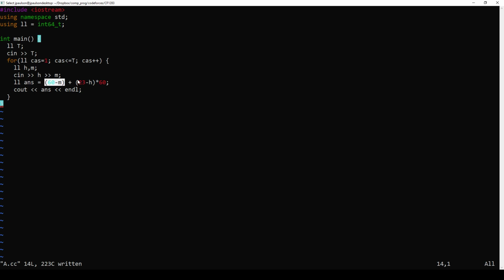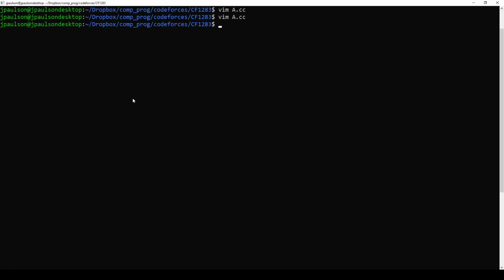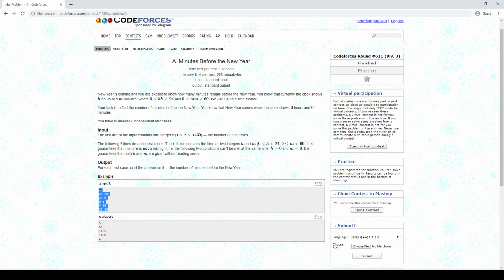We could also special case minutes equals 0, but it's nicer not to. And then because we've already gotten an hour from the minutes, we only need to get up to 23 hours. So 23 minus how many hours we have times 60. And then we just print out the answer. So that should be the problem. So now we can test our code.